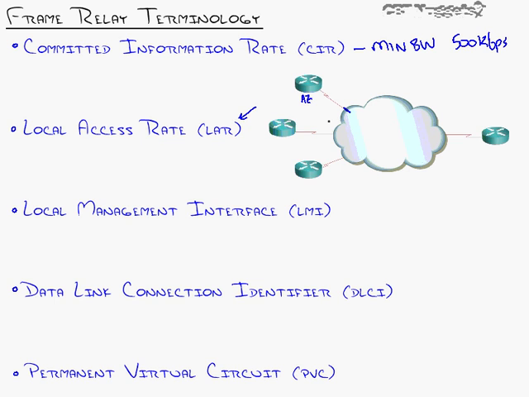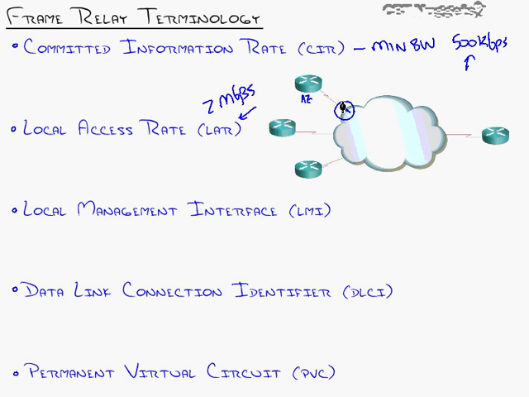The local access rate is physically how fast that circuit can go. And this is one of the big differences from Ethernet. When we think about Ethernet, we think of things like Fast Ethernet. When I plug in that cable, it can go 100 megabits per second. And if my computer can send 100 megabits per second, the cable can handle it. Well, therein lies one of the big differences in Frame Relay. You might have a local access rate of 2 megabits per second, but a CIR of 500 kilobits per second.